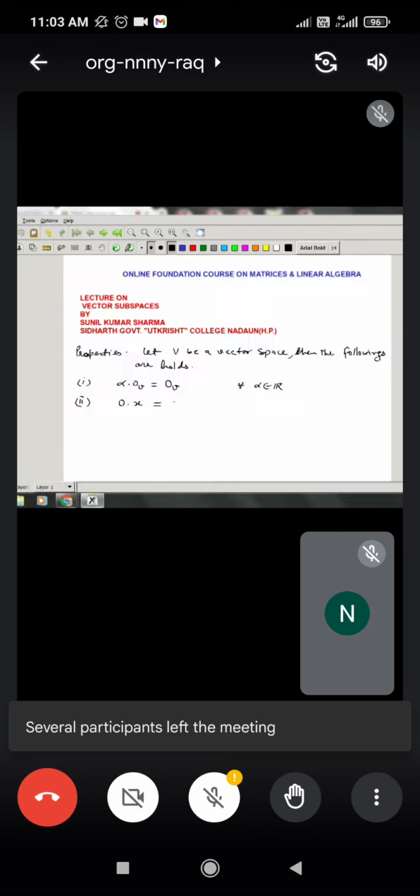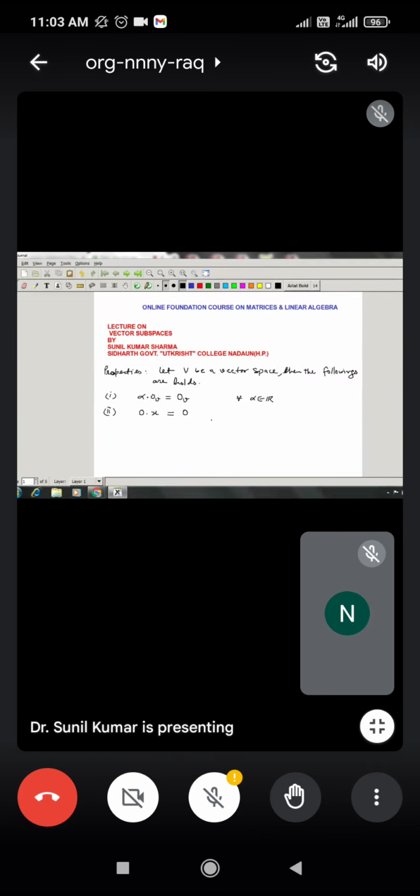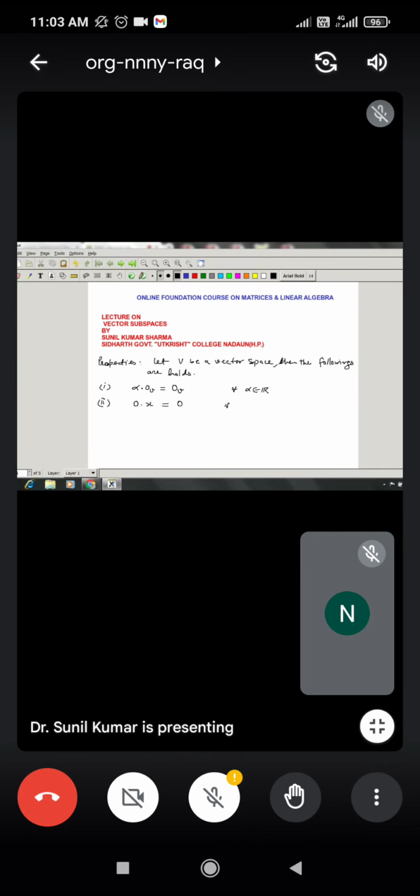Second is, if we take the scalar 0 and multiply it by any vector x, what is the product? It is 0 times x, for every x in the vector space.